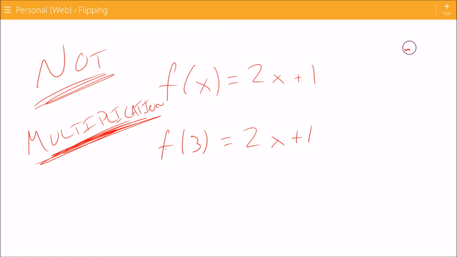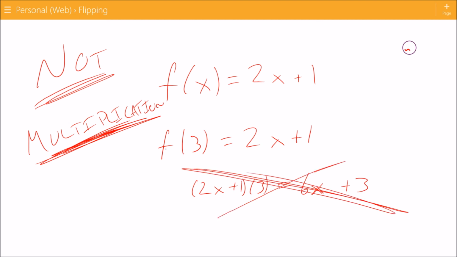Don't be like, let's see, f is 2x plus 1 and times 3, so I'm going to sort that all out and distribute and get 6x plus 3. No, don't do that. This is wrong. Don't do this.